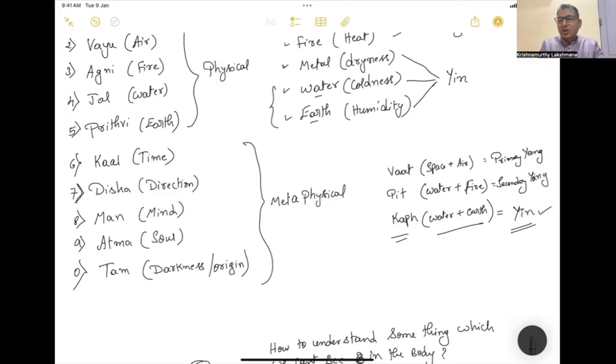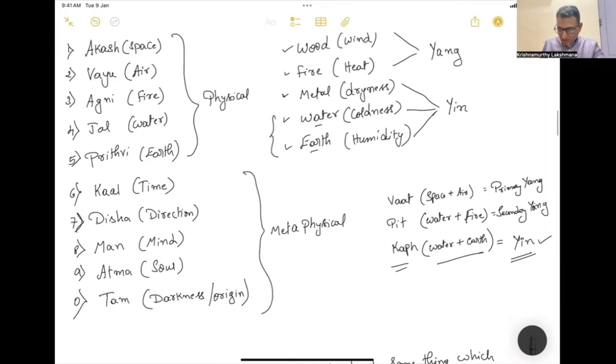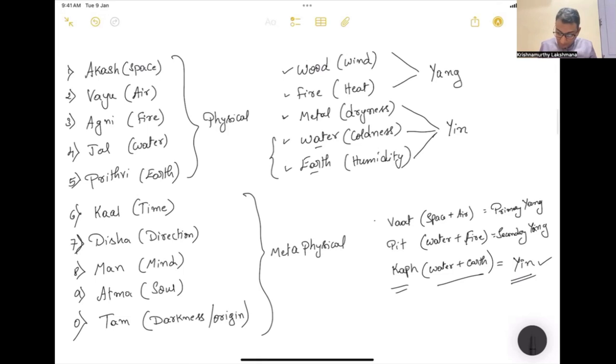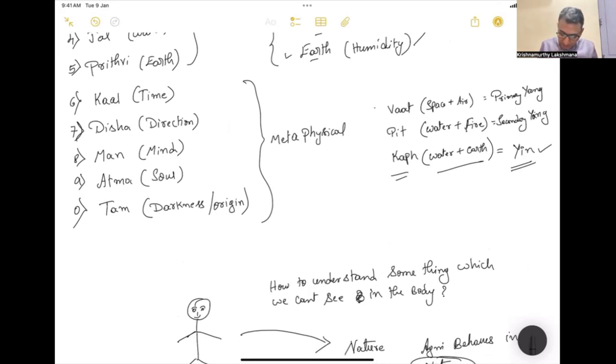Okay. So dryness is Vat, Pitta or Kaph, which is equivalent? It is equivalent to Vat. Dryness means air. But here we are not using that combination. So which is more yang? Vat is more yang, Pitta is more yang.